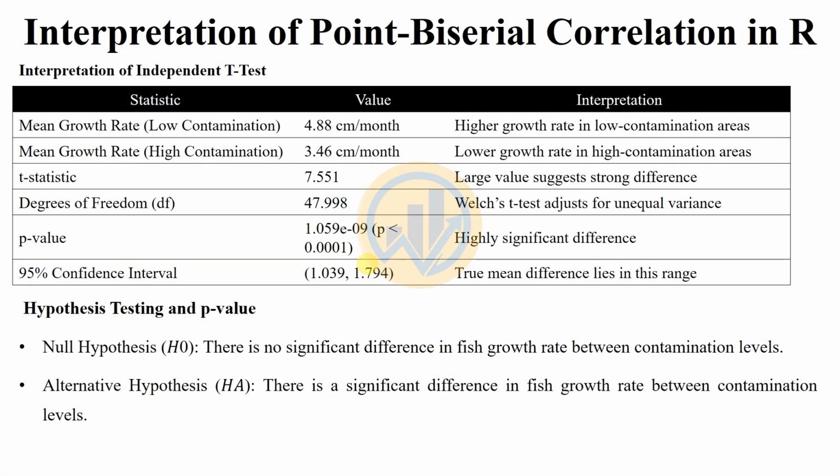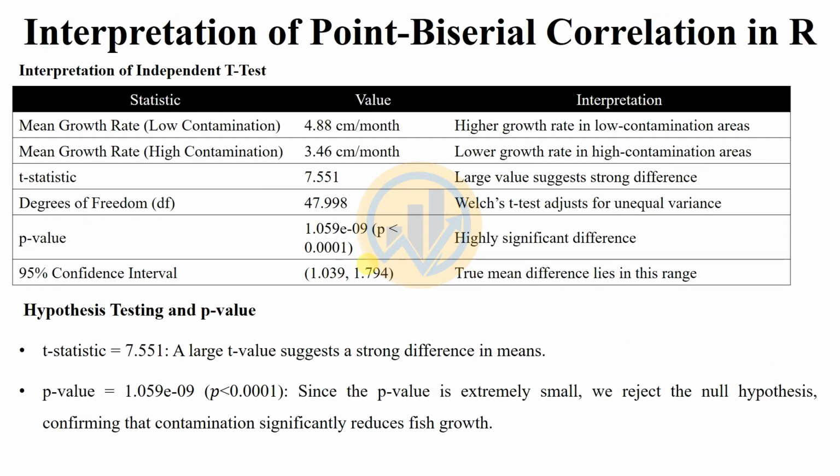The hypothesis test and the p-value of the independent t-test table. The null hypothesis H0: there is no significant difference in fish growth rate between contamination levels. The alternative hypothesis HA: there is a significant difference in fish growth rate between contamination levels.